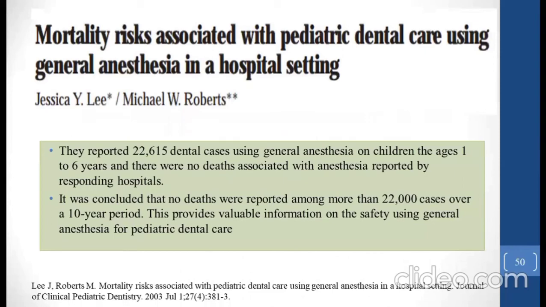Now, the mortality risk associated with pediatric dental care using GA in the hospital setting, by Jessica Lee et al. They reported 2,615 dental cases using GA on children aged 1 to 6 years, and there were no deaths associated with the anesthesia reported by responding hospitals. It was concluded that no deaths were reported among more than 22,000 cases over a 10-year period. This provided valuable information on the safety of using general anesthesia for pediatric dental care.